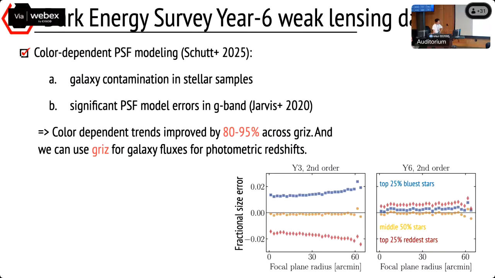And now in Y6, we use near-infrared surveys to select a pure sample of stars to model the PSF, and also use the color of the input stars to model the wavelength dependence of the PSF. And as a result, the color-dependent trends improved by 80 to 95% across all griz bands. And we can use all 4 bands for photometric redshifts, which was shown to reduce the biases on the photo-z distributions.